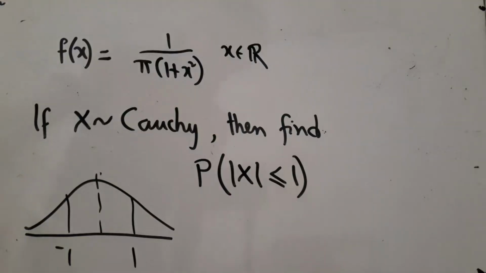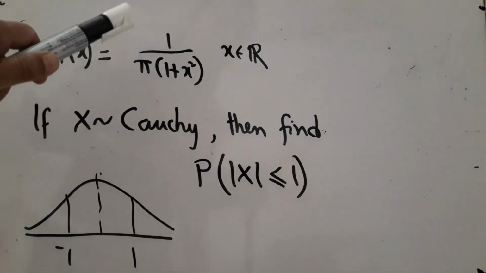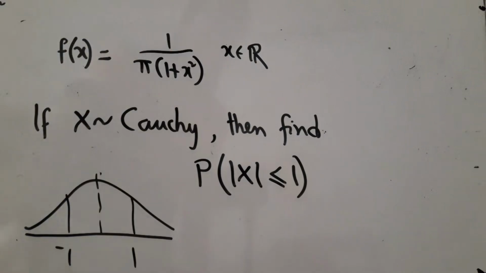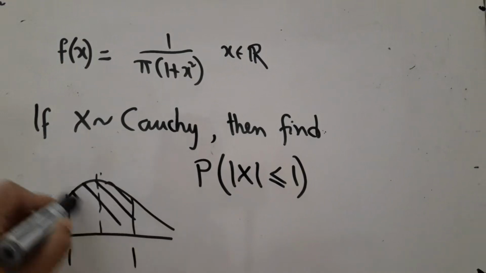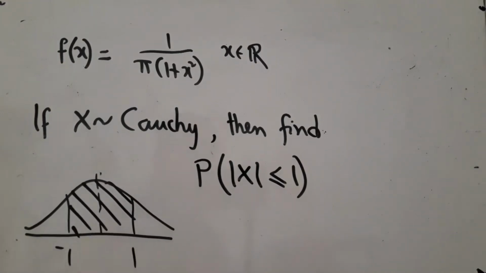In this exercise, I am first reminding you of the Cauchy density, and the problem is: if X follows this density, find the probability that the absolute value of X is less than or equal to 1. In other words, if this is the density curve, I want you to find the area between -1 and +1.